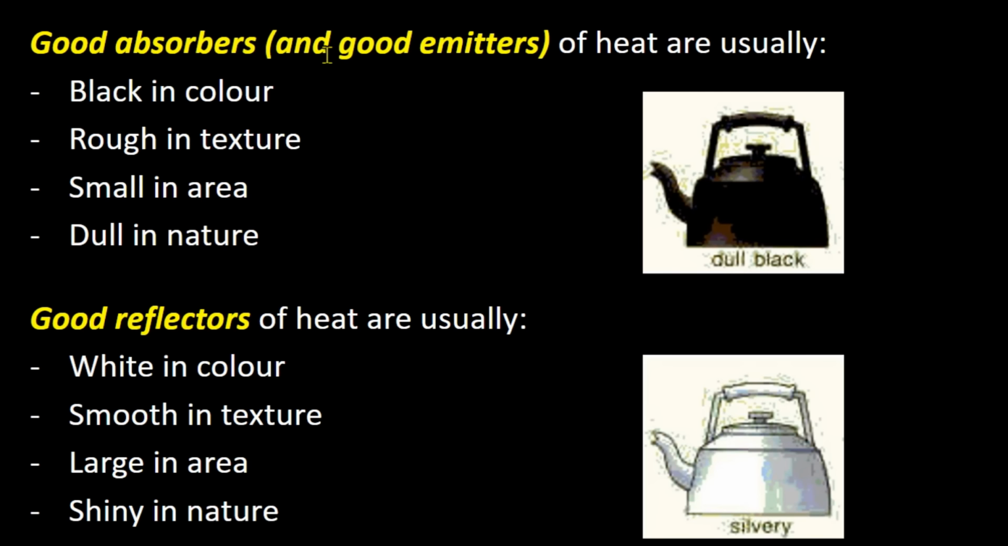Good absorbers and good emitters of heat are usually black in color, rough in texture, small in area, dull in nature. Good reflectors of heat are usually the opposite: white in color, smooth in texture, large in area, shiny in nature.